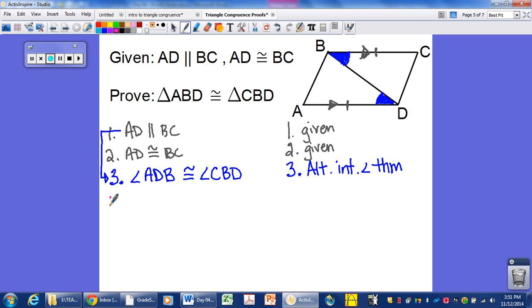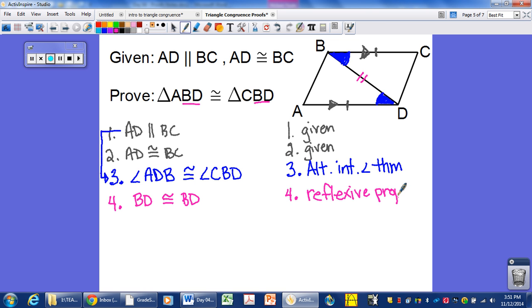Okay, so now question number 3. From your picture, what else do you know is congruent? Well, here I have this triangle on top and this triangle on bottom. Notice they both share side BD. This is the reflexive or the shared side. So I can say that BD is congruent to BD. Everything is congruent to itself. Which is really nice because in this case it's shared by both of these triangles. Just like last time, this is the reflexive property.